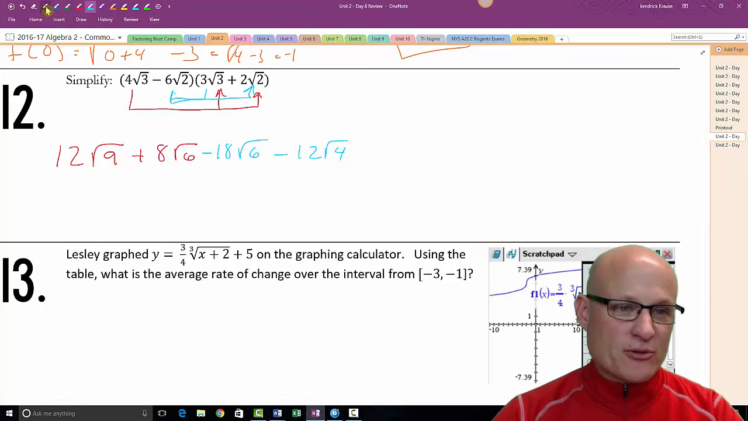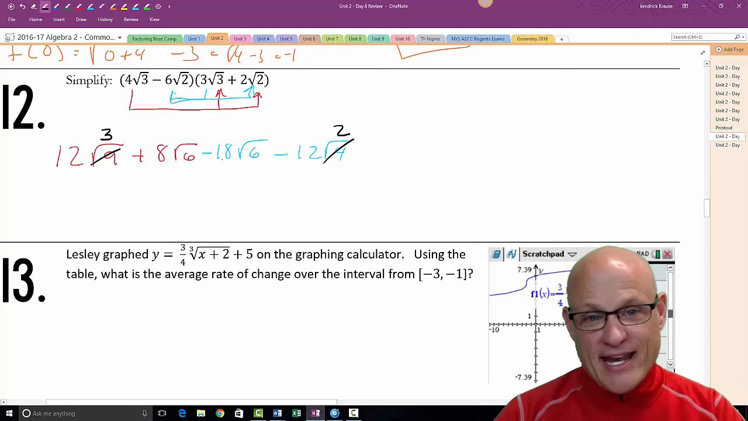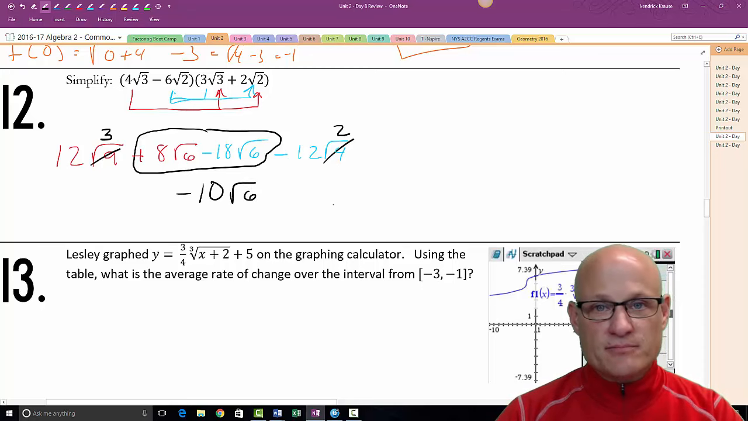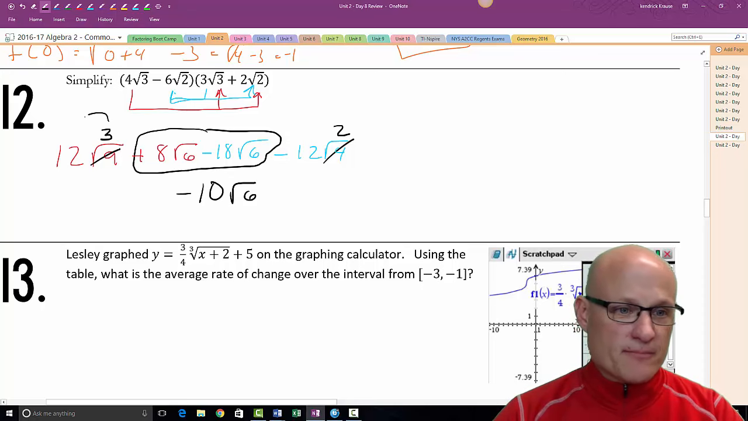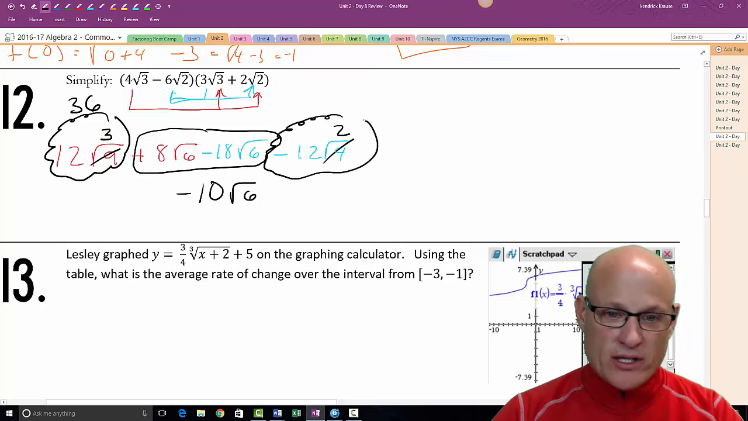Now you have to go through and simplify this. This is the square root of 9, which is 3. The square root of 4, which is 2. I can't do anything with the square root of 6's, but these can be combined. So these give me negative 10 square roots of 6. And over here, I've got 36. And over here, I've got minus 24. 36 minus 24 would be 12.